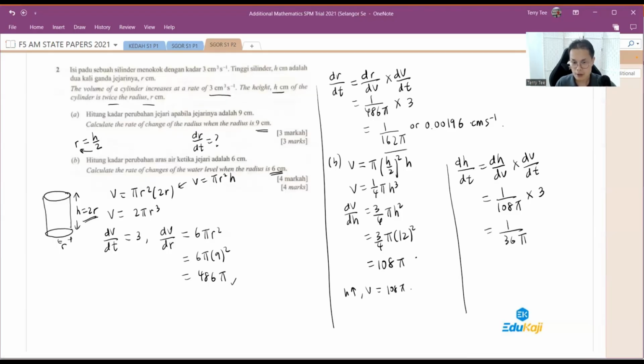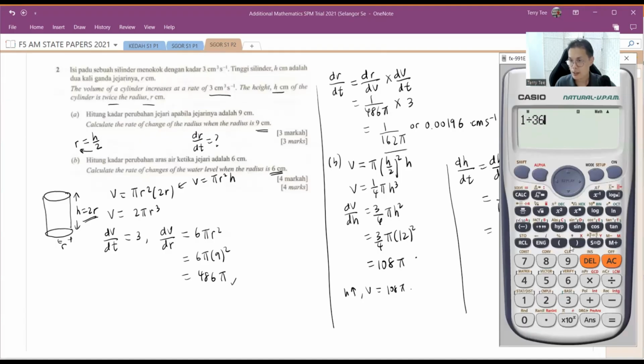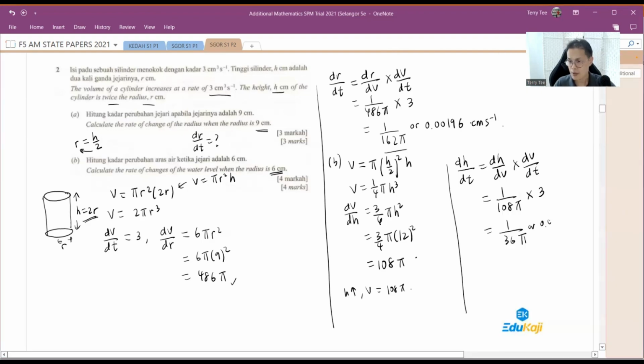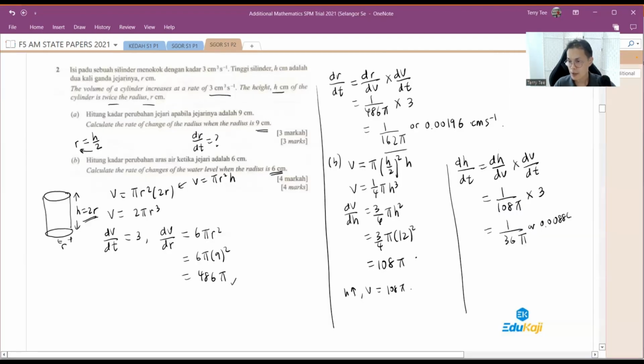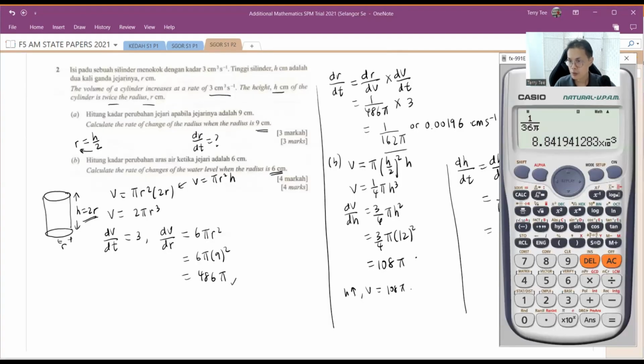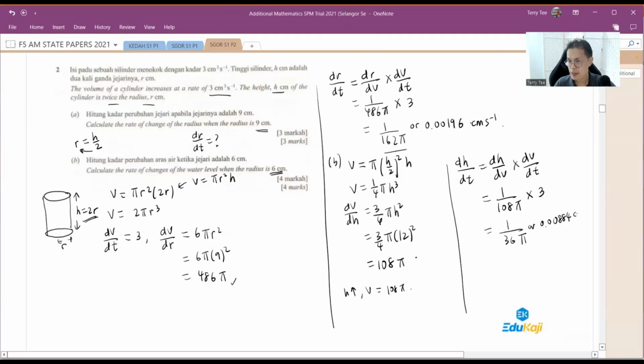Again, you can change to decimal. If you change to decimal, it's 1 over 36 pi, which is 0.00884. Very, very small value. So the unit will be in cm, since the height is also in cm, per second. All right.